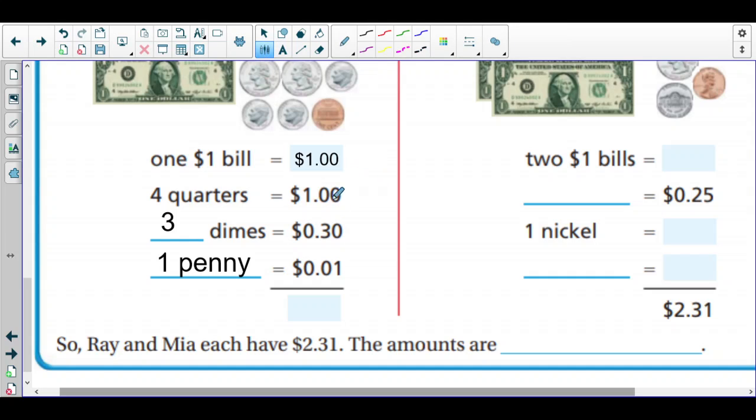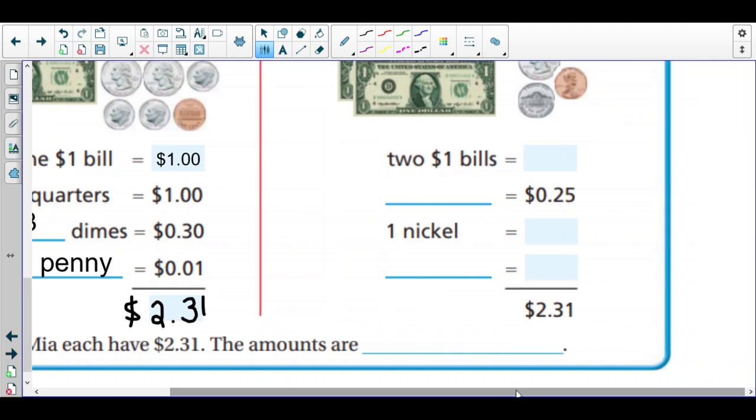And the other way, we can add it. 1, 0, 0, 0, that's a 1. 0, 3, 0, 0, that is a 3. 1, 1, 0, 0, that adds up to be a 2. $2.31. Let's see what Mia has going on over here for her.